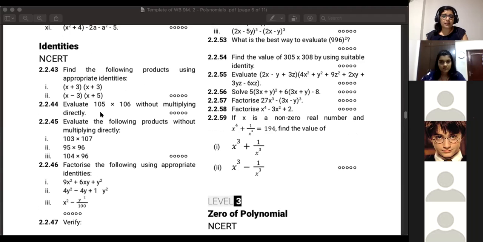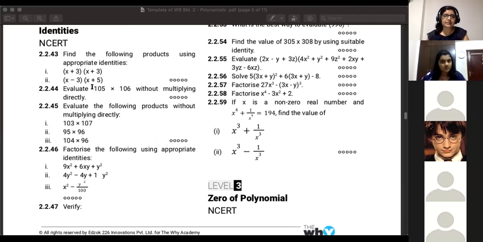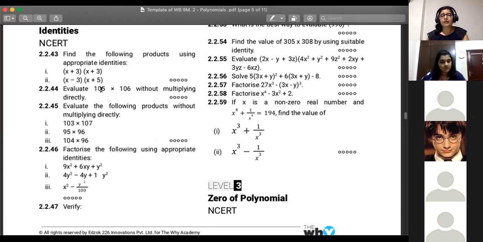Find the product. Okay, another type of problem you'll come across using identities is things like this. Evaluate 105 into 106 without direct multiplication. So how will you do these kinds of problems?